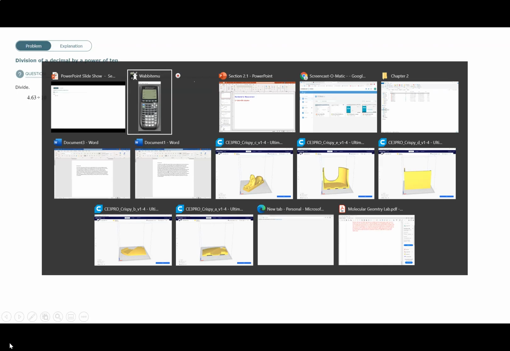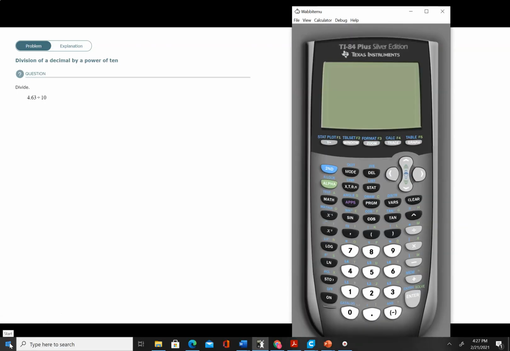Okay, so the ALEX topics for this are actually pretty simple. So I'm just going to pop my calculator up again. There's my calculator, and your calculator is going to do all of your work here. So this one is about division of a decimal by a power of 10, and this is so simple, isn't it? 4.63 divided by 10. It's all just about not making a mistake. So 0.463.